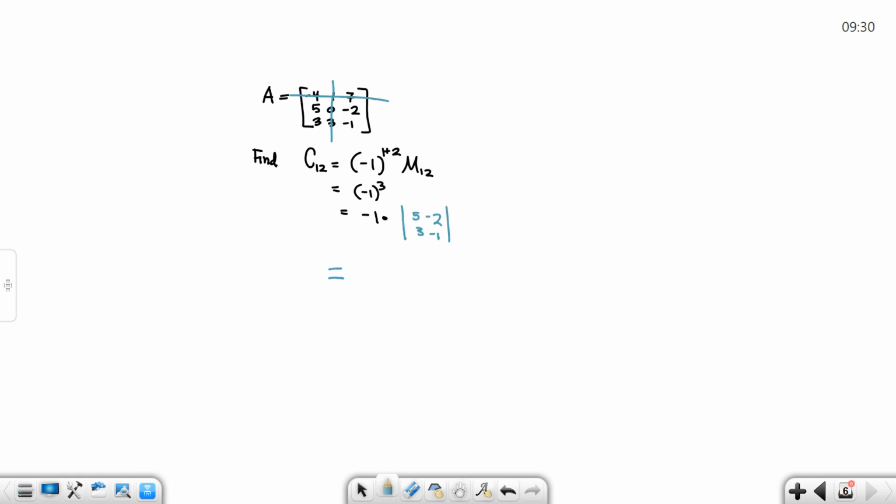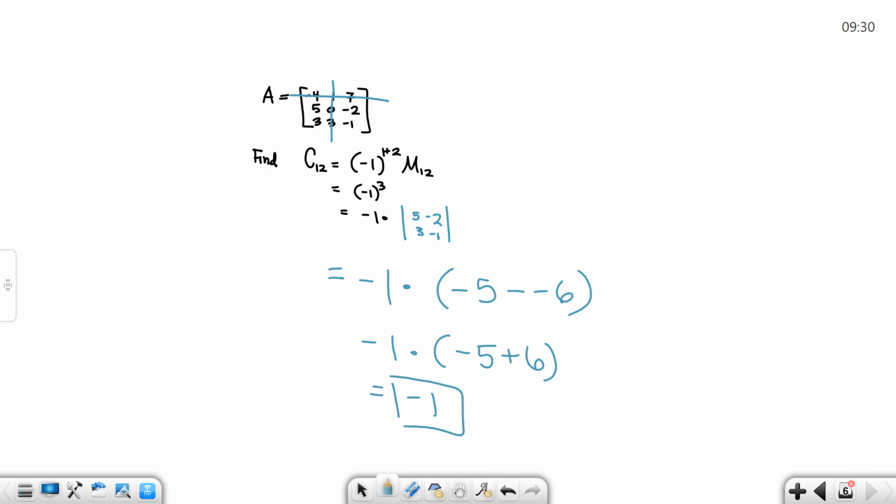Okay, so we get a -1 out in front as our sign from our sign work. And we're going to get a -5 minus a -6. Watch your signs. -5 minus a -6. So that's -1 times -5 plus 6, which is -1 times 1, which is -1. And that's how that one will look.